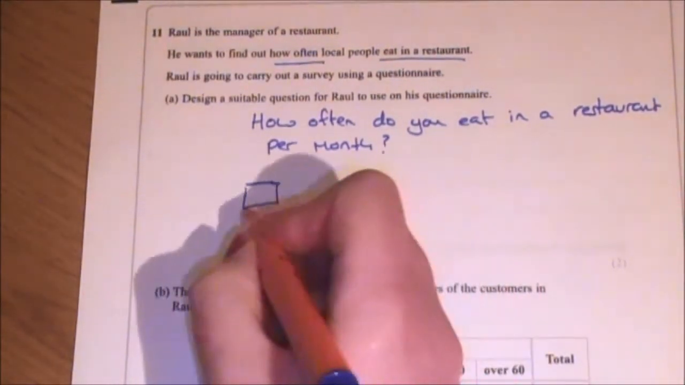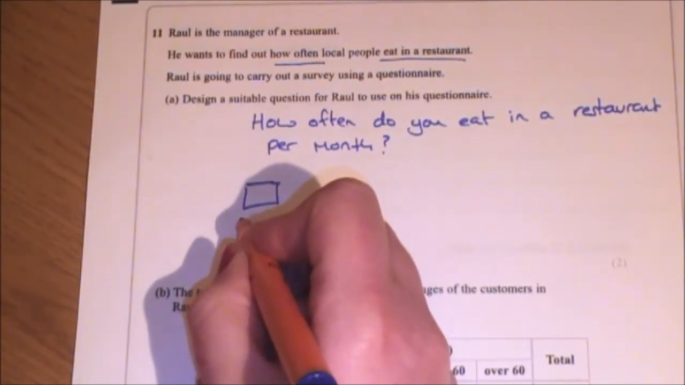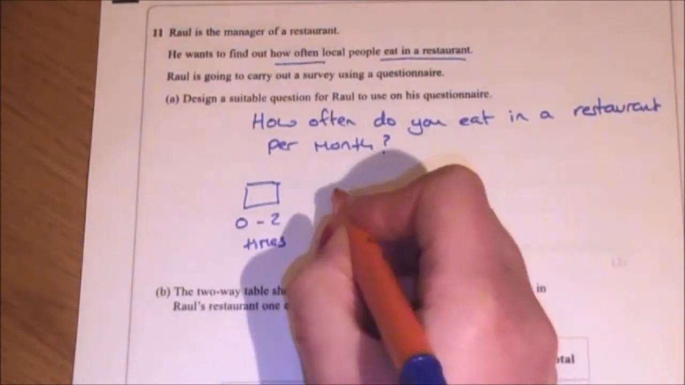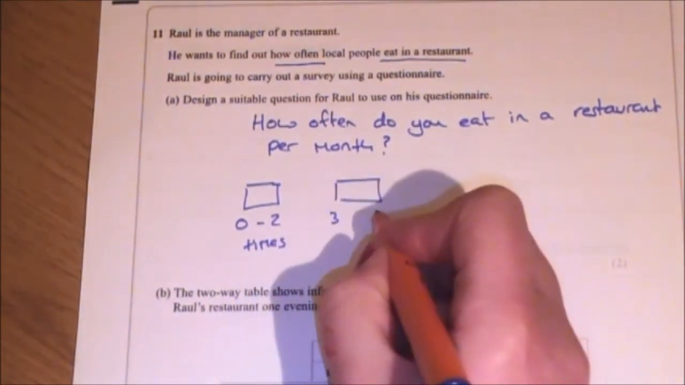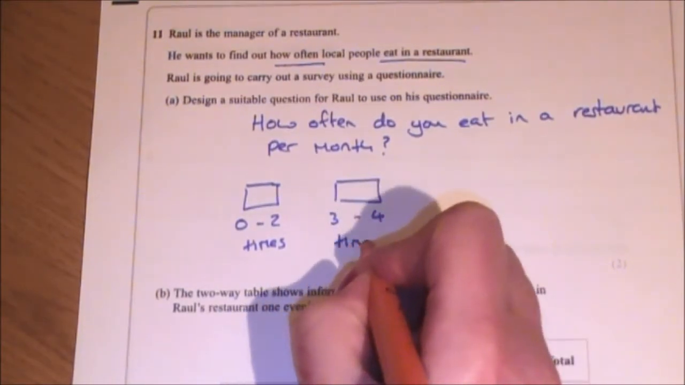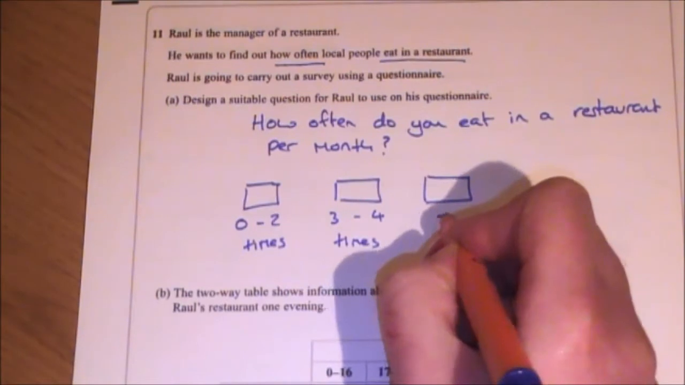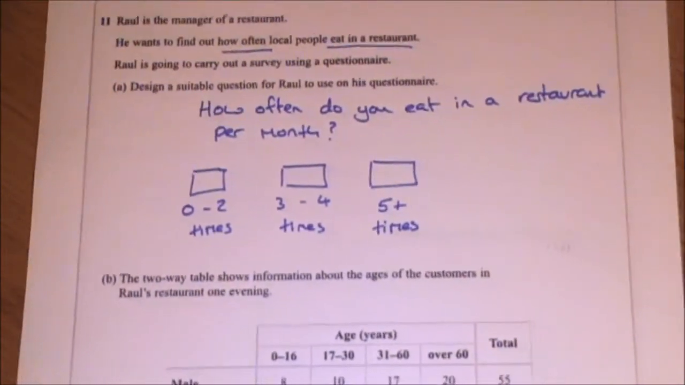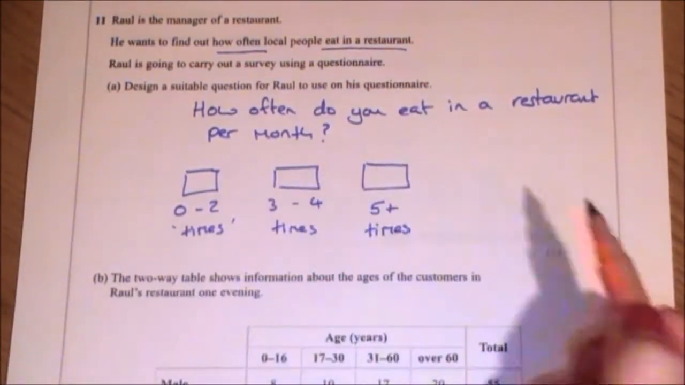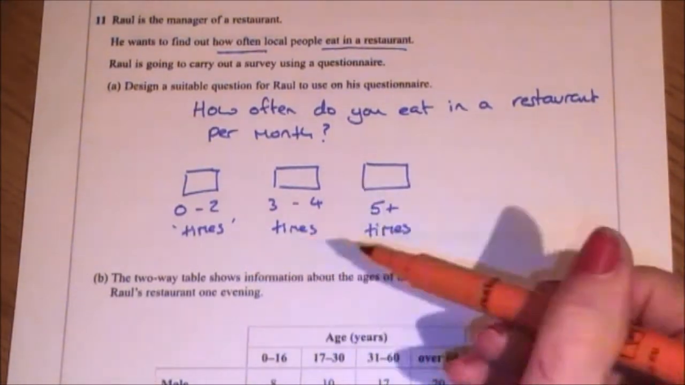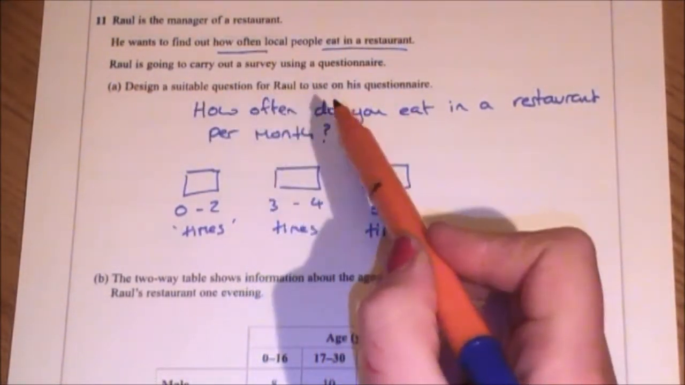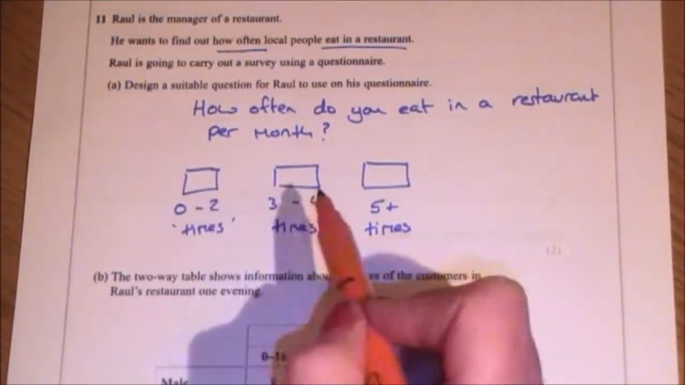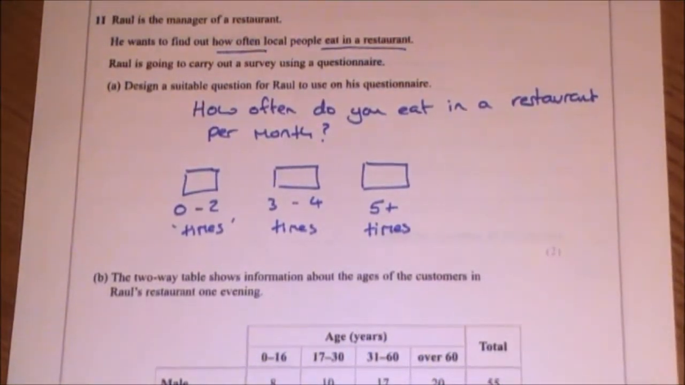And I'm going to say 0 to 2 times. 3 to 4 times. 5 or more times. The fact that I've written times there suggests a unit. I could have got away with that by writing how many times per month do you eat in a restaurant, in which case 0 to 2, 3 to 4, 5 plus would have been adequate.